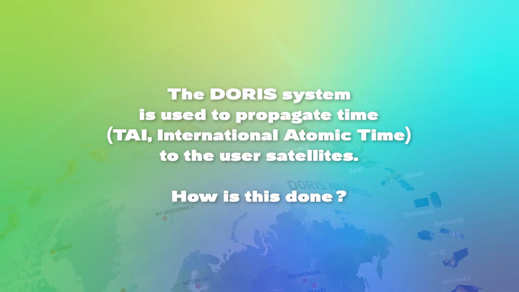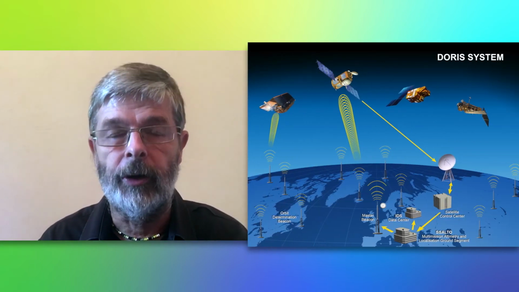The Doris system is used to propagate time, TAI, International Atomic Time, to the user satellites. How is this done? Well, low Earth orbit satellites are flying at a speed of more or less 7 kilometers per second. So if you want to locate them precisely, you need to handle time with an accuracy of roughly 1 microsecond. That is why time beacons are useful.